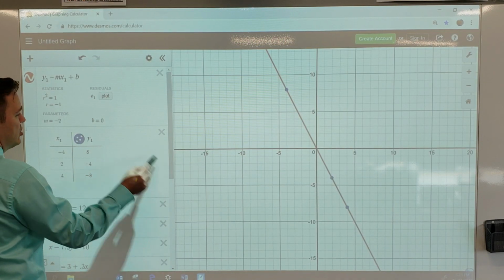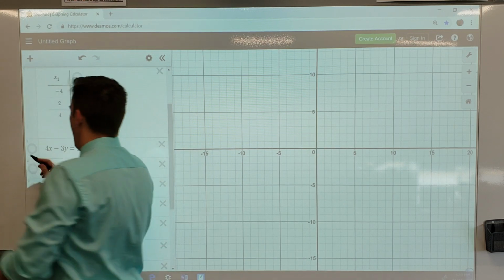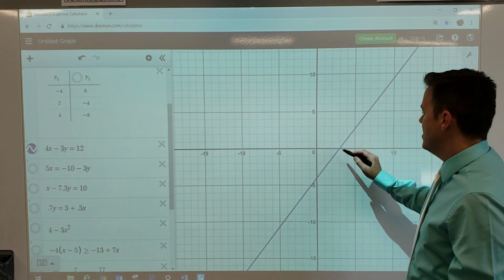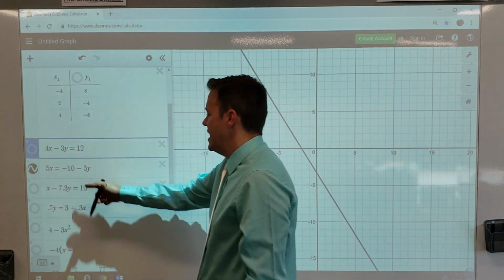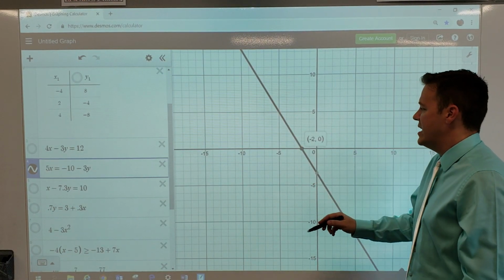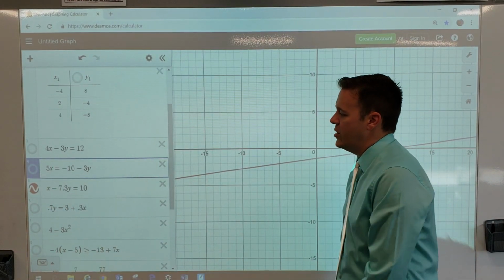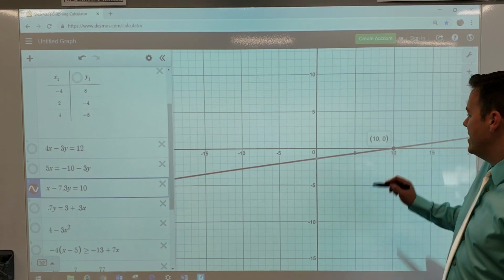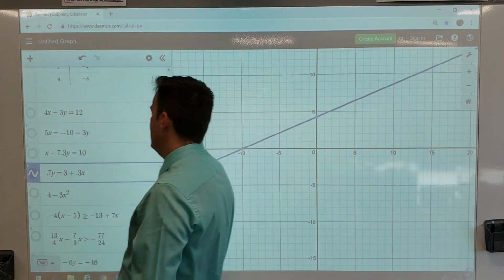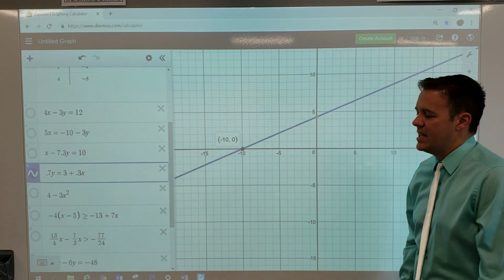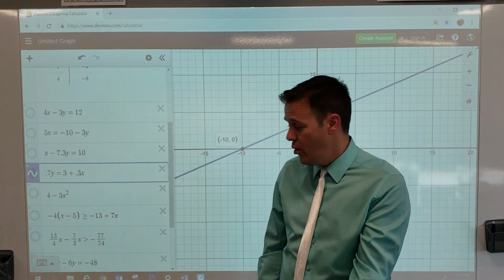Okay, so if I turn this off and we come to these equations, here's the first one: 4x minus 3y is 12. There's my first one. My x is 3. Second equation, 5x equals negative 10 minus 3y. That is a negative 2. Third equation, x minus 7.3y equals 10. That, ladies and gentlemen, is a positive 10. And then the final equation here, if you set this up, x is negative 10. Simple. Graph it, move forward. Next.